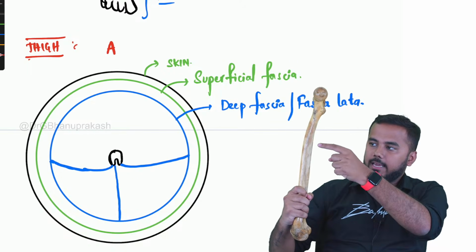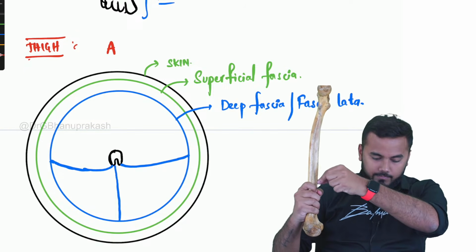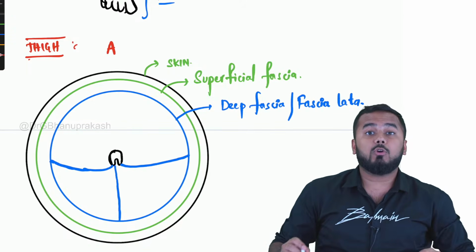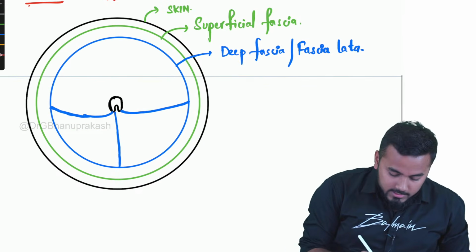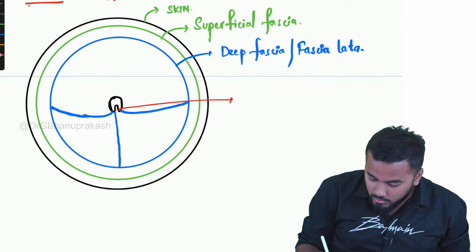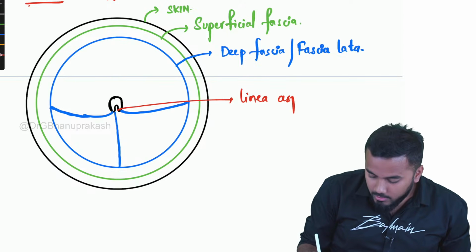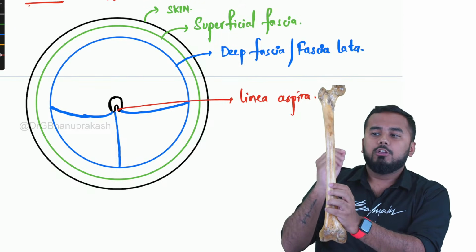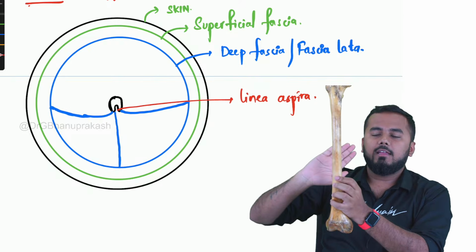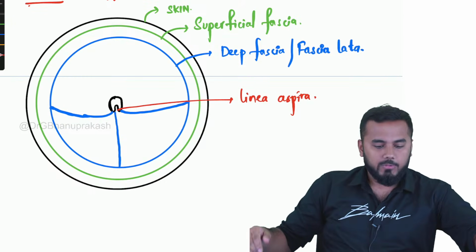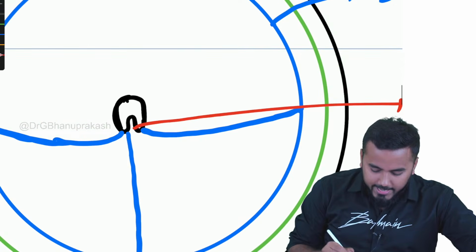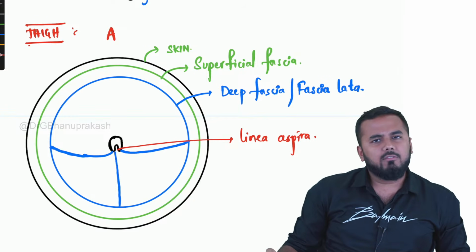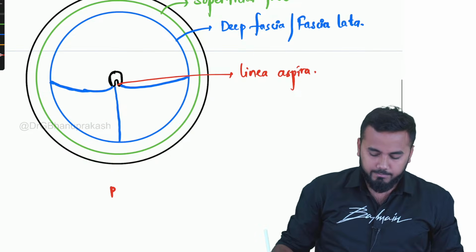Can you see a line like this? This line is called the linea aspera. Look here, this is the line, the linea aspera. Always remember, linea aspera is located posteriorly. So that will be the posterior side of the thigh and the remaining will be the anterior side. So obviously I can write here posterior.